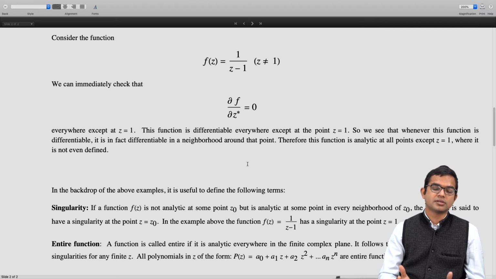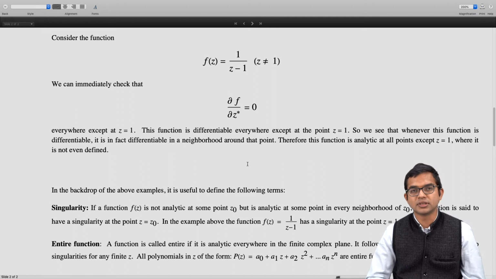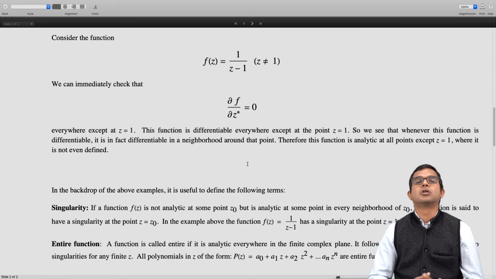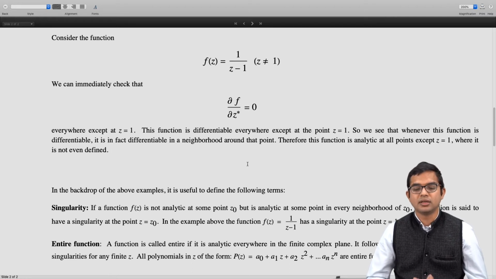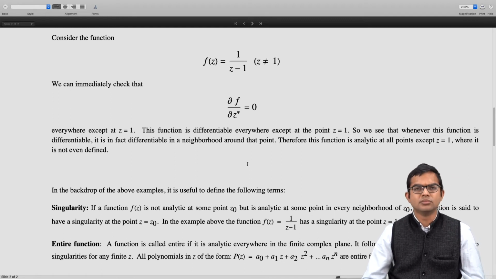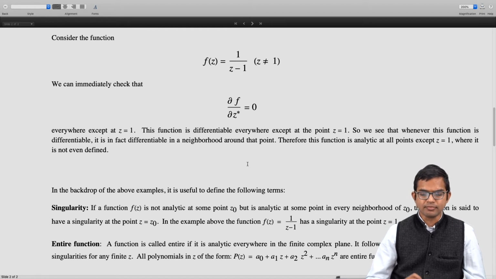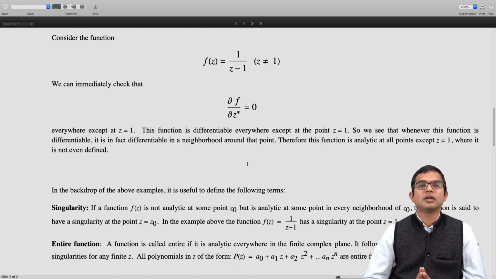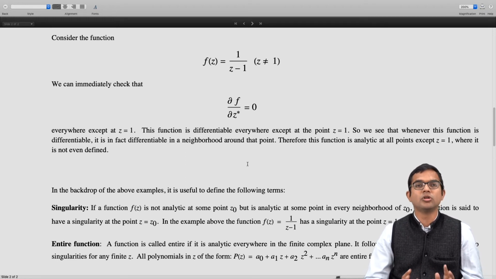The contrast to functions with singularities are what are called entire functions. A function is called entire if it has no non-analyticities in the entire plane. So it's analytic everywhere in the finite complex plane. Such functions are called entire functions. There are plenty of examples of entire functions. We'll also cover them more extensively as we go along. But one natural class of functions which comes to mind immediately when you're thinking of entire functions is polynomials in z.